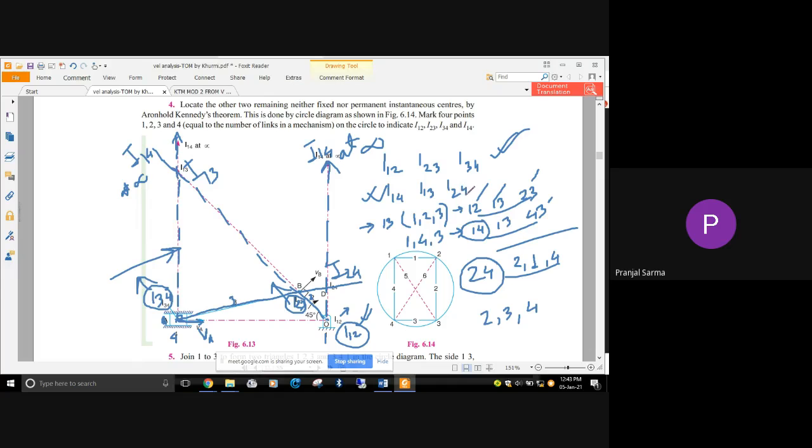So all 6 instantaneous centers we have covered. Understood? Let me know. Have all of you understood how we have utilized Kennedy's theorem, right? If you have any doubt, anyone else, we can clarify.